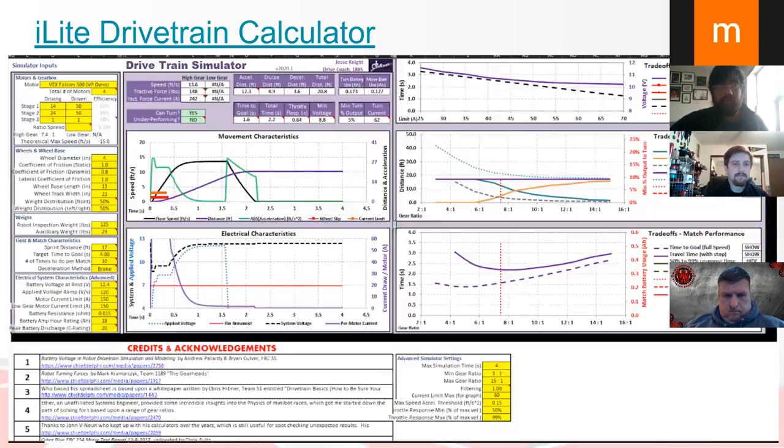Mm-hmm. This next one is the iLight drivetrain calculator. This one is a lot more complex in that you have to put more details in, but you'll get more details out. So we actually, I think is this ours, Nick, from last year? Yep, this is ours from last year. This is what we did for ours. It's how we figured out the exact gear ratio we wanted, and then looked at a bunch of these characteristics. And this is not something that you have to do on your drivetrain. Like, you don't have to generate this and then use this calculator to figure all this out.